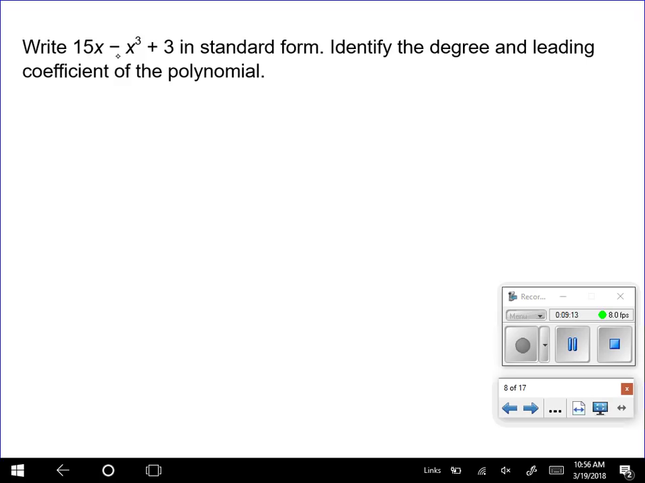But remember, the sign in front of it is what goes with it. So we'd have negative x to the third. Then the next one would be plus 15x plus 3. This is in standard form. It's working in descending order. Now my degree is my greatest degree, so my degree would be 3. And for the leading coefficient, I'm looking right here, the number out in front. My leading coefficient would be -1 because I have that negative out in front. We don't see the 1.